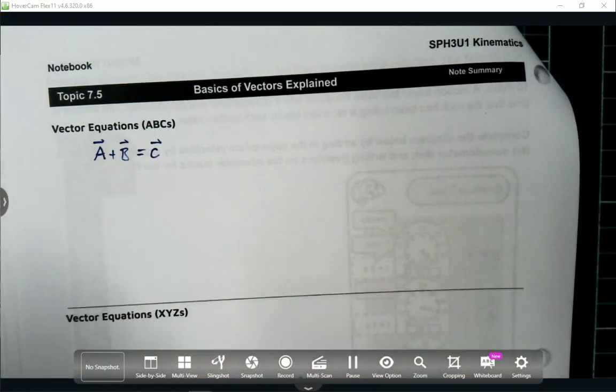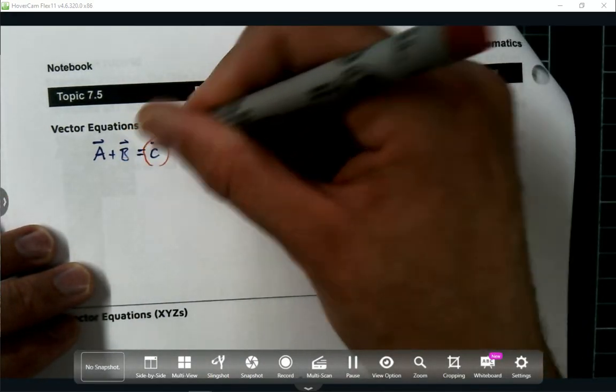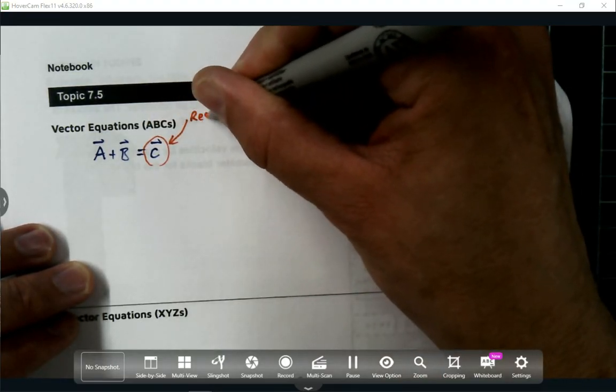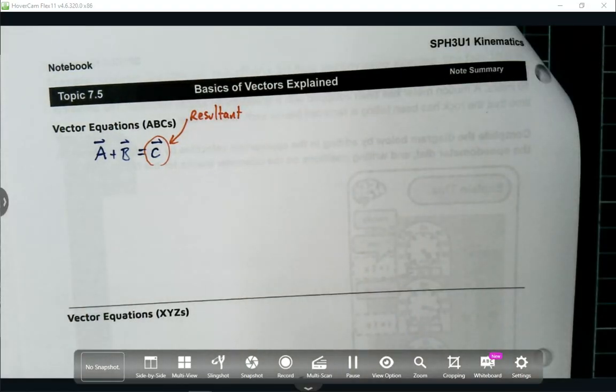If I have 2 vectors and they add up to become another vector, that other vector is given a name. The name is a resultant. And it's exactly what it sounds like. It's the result of adding other stuff together. It's the resultant. That's the name of the sum of vectors.